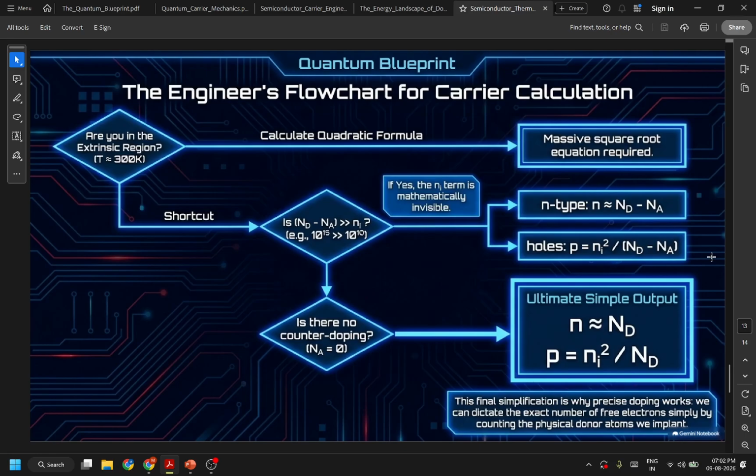Or it is also possible that there is no compensating acceptor, that is Na equals 0, only Nd is available. Then it's even simpler, n equals Nd and p equals ni square by Nd. This final simplification is precisely why doping works. We can dictate the exact number of free electrons simply by counting the physical donor atoms we implant.